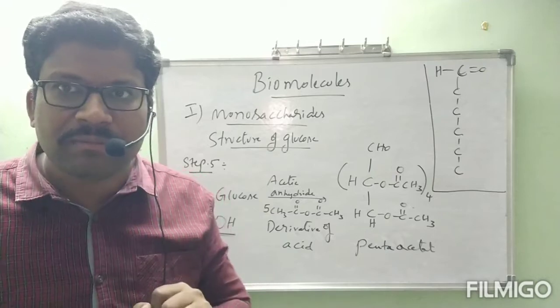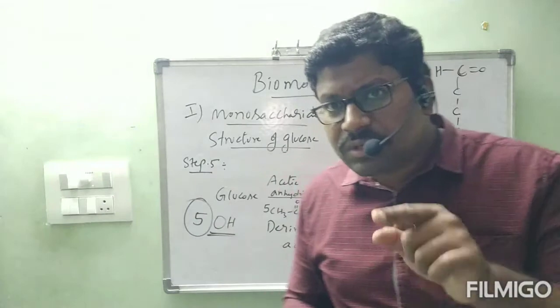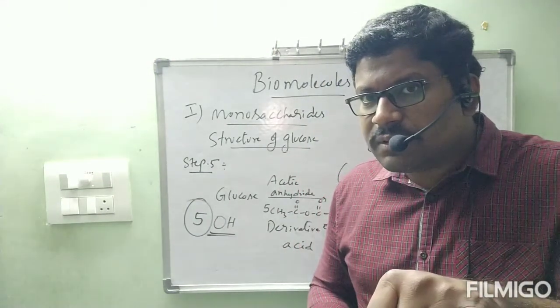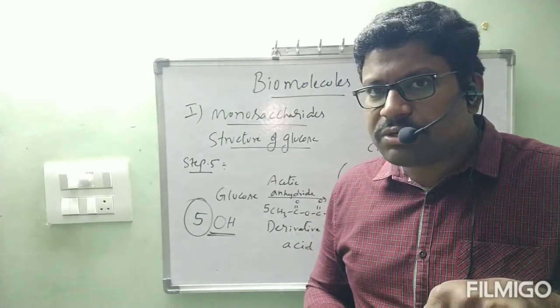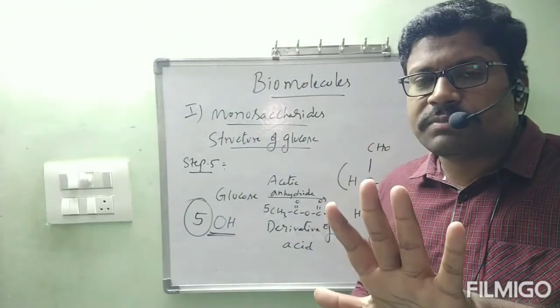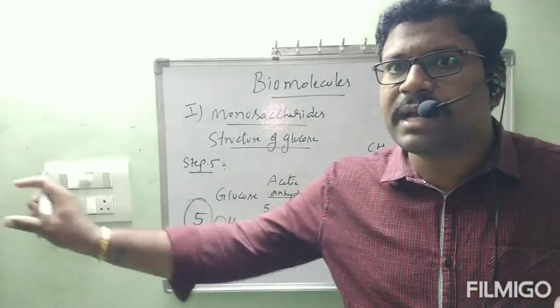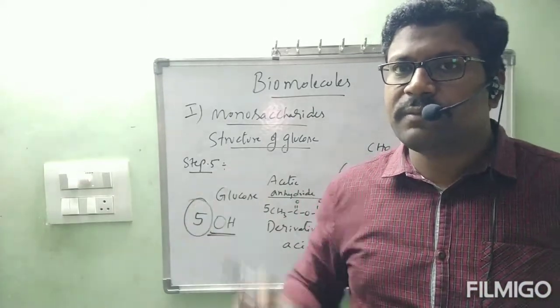But glucose is stable. Is it correct? We are able to see the glucose molecule. That means glucose is stable. If glucose is stable, how many OH groups are present in glucose? 5 OH groups are present. Those 5 OH groups must not be present on the same carbon atom. They must be present on different carbon atoms. That is the conclusion we can make.